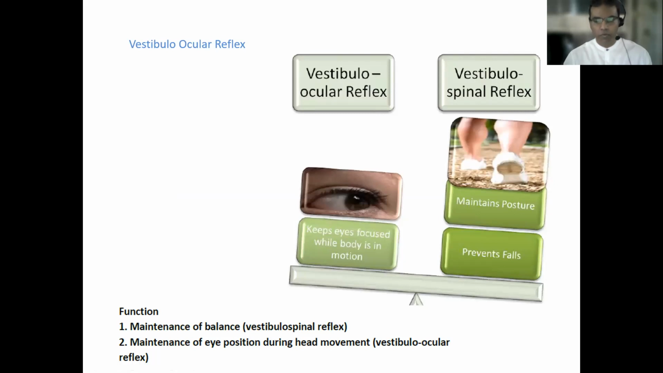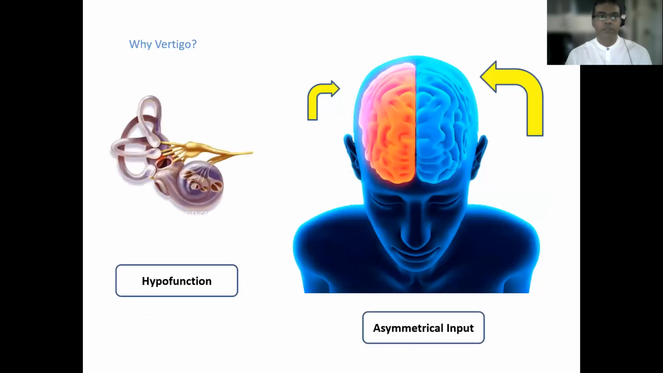Whenever we walk or move, we do not fall because of the fine tuning of these vestibular spinal reflexes, which keeps all the muscles in our body in proper contraction or relaxation so that we do not fall. So these two reflexes are very, very important. And in our clinical assessment, we are actually assessing the integrity of the reflex pathways of these two important reflexes, which help us maintain balance.